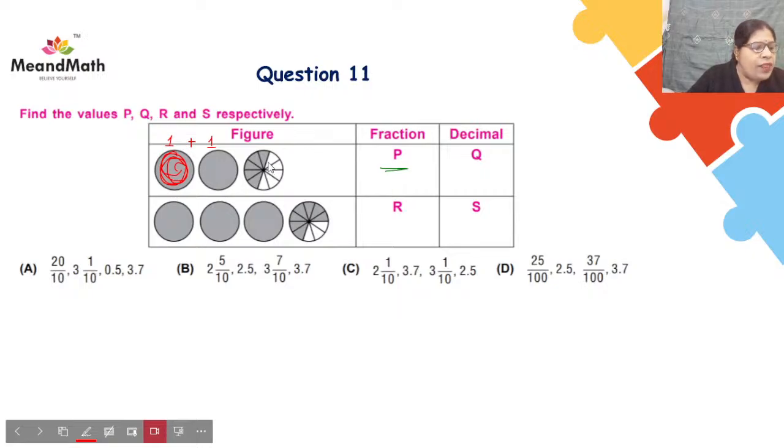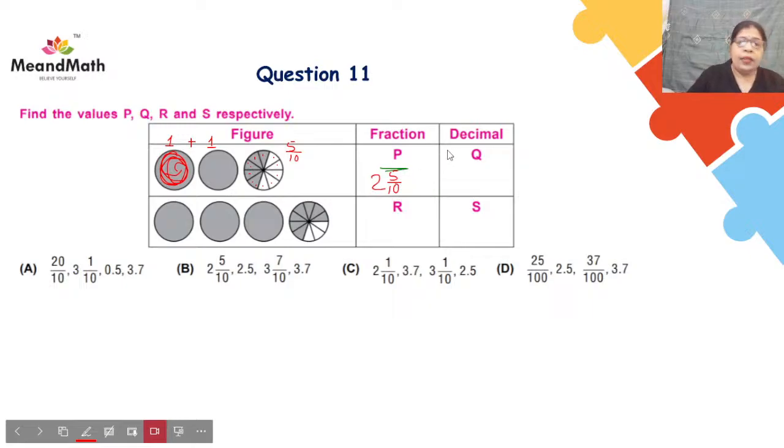Very well done. Those who have understood the question previously taught, I'm happy that you have understood it. 1, 2, 3, 4, 5, 6, 7, 8, 9, 10. All the parts are 10 and the number of parts shaded is 1, 2, 3, 4, 5. So this is 5 by 10. So on adding all these, what do we do? This is 2, 5 by 10. So the fraction is 2, 5 by 10.